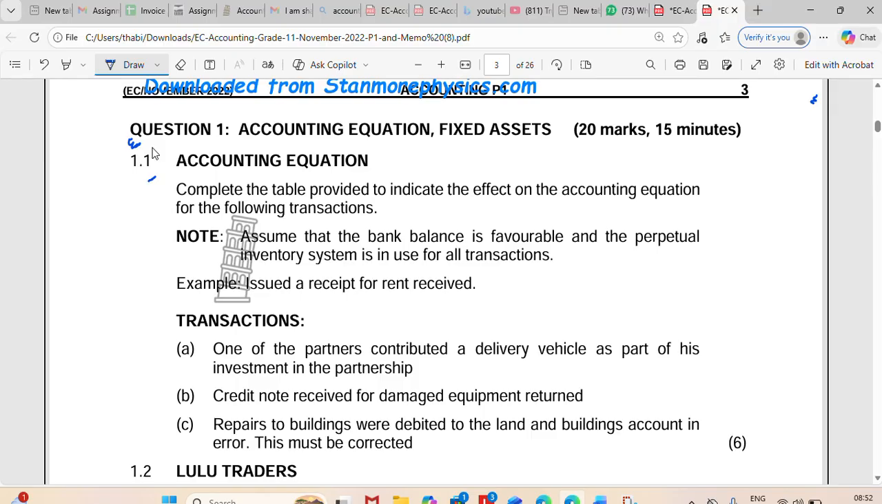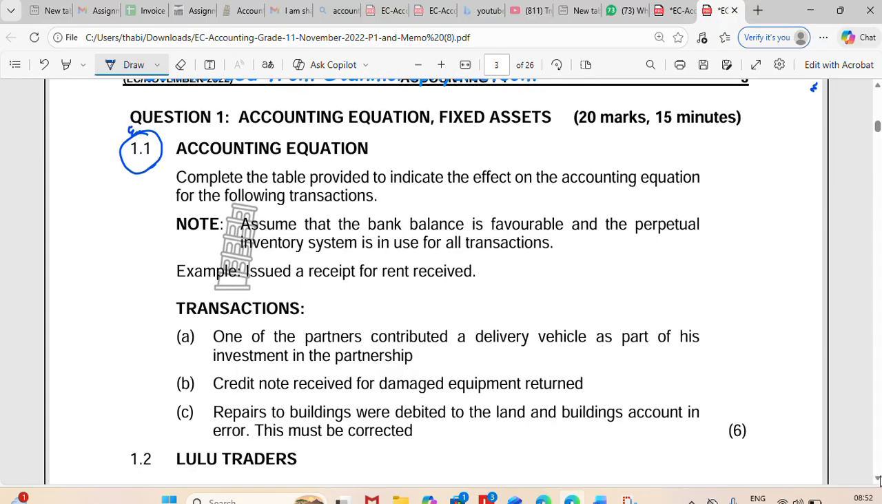Question 1. We're expected to complete the accounting equation and fixed assets, but I've already uploaded another recording where I do part 1, where I complete the accounting equation. So on your side, you definitely need to check my profile and then check the description. I am going to attach the link for that accounting equation example. So let's continue. Here 1.1 is the accounting equation.